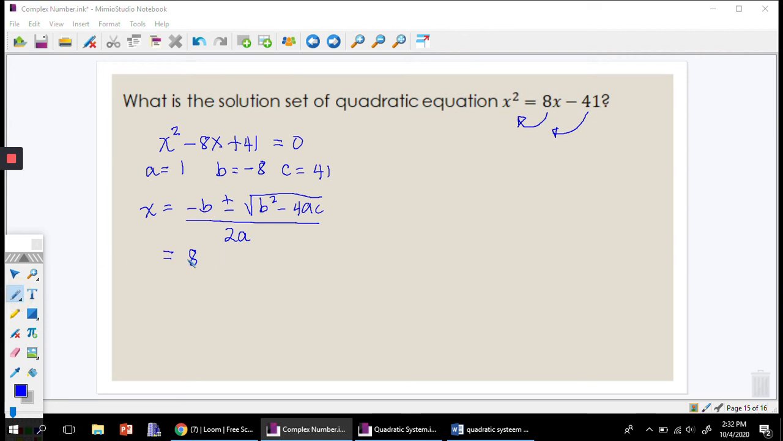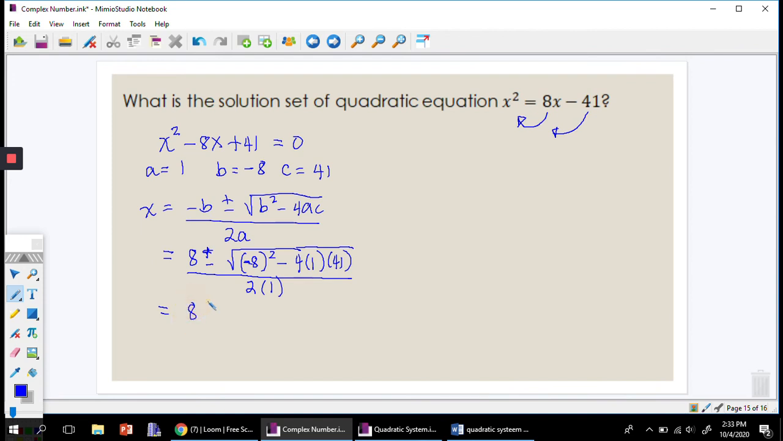So this is positive 8 plus minus the square root of your b, which is negative 8, squared. Always remember that when you're using a calculator to get the square of a number, always make sure that you put parentheses, especially if it's negative, so that the calculator will also raise the negative sign by 2. Minus 4 times your a is 1 and your c is 41, all over 2 times your a is 1.